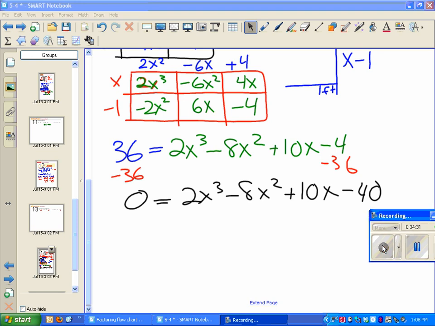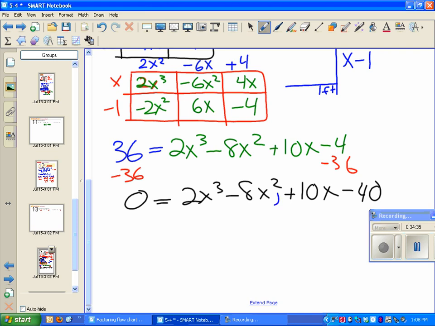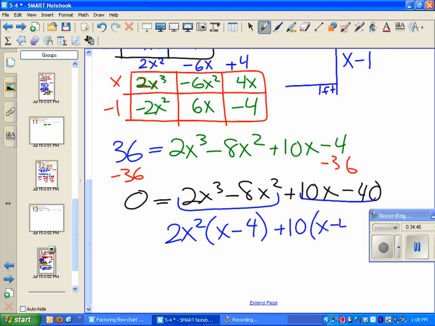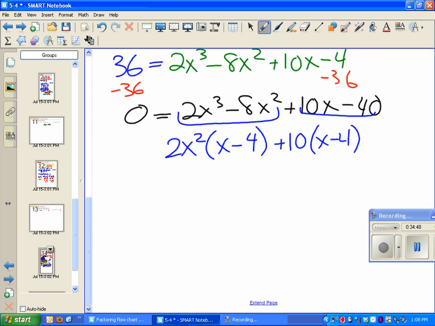Okay, so this is a 4 term, so we would factor by grouping. So we're going to factor this by grouping, and so that would be 2x squared, and then x minus 4. And then we would factor these two by grouping, and so that would be 10 and x minus 4. And then we have 0 equals 2x squared plus 10. We'll put those two together and x minus 4.